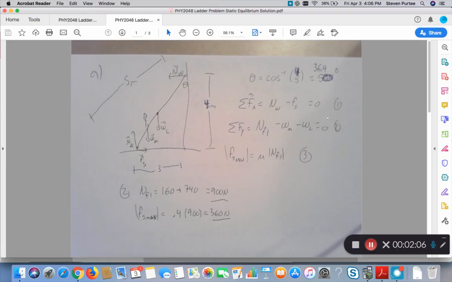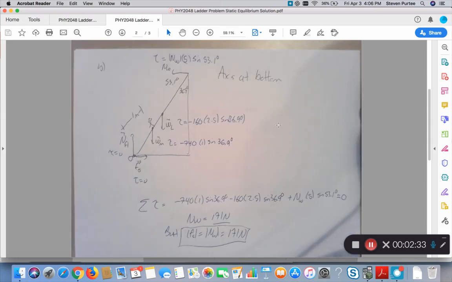Okay, so just from equation 2 here, we know both of these weights. We get this normal force on the floor must be 900 newtons. So the maximum frictional force is mu times N, 360 newtons.